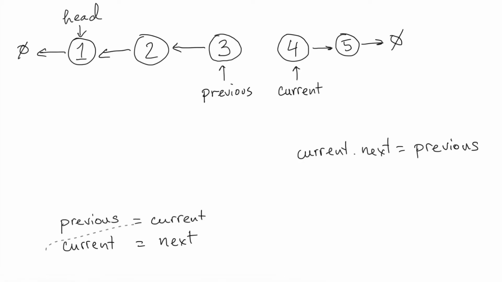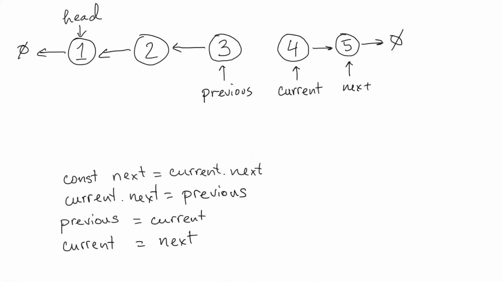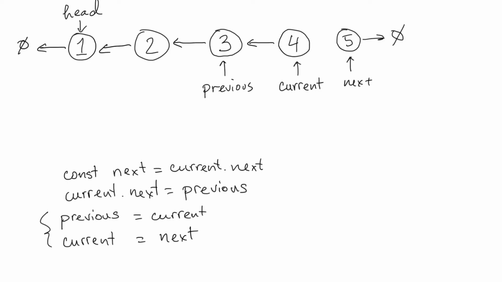I know that since I will need to update current to equal next, the first step would be to define my variable next. So in code, I would write const next is equal to current dot next. And now I am free to break the link from node 4 to 5. So I can execute this line of code, which will erase this link and have a link going from 4 to 3. And then I can execute these 2 lines of code. And now I am ready to start the next iteration.